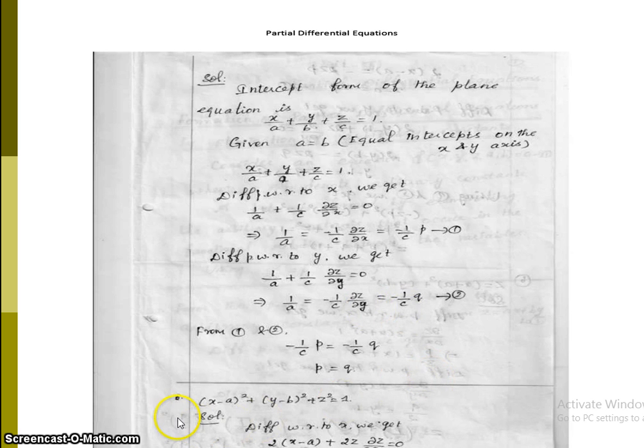Next, problem number 6. Eliminating the arbitrary constants from the given equation: (x minus a) whole squared plus (y minus b) whole squared plus z squared equals 1. Differentiate with respect to x. The differentiation of (x minus a) squared is 2 times (x minus a), plus (y minus b) is a constant term, so that is 0. What is the differentiation of z squared? 2z into ∂z/∂x equals 0.